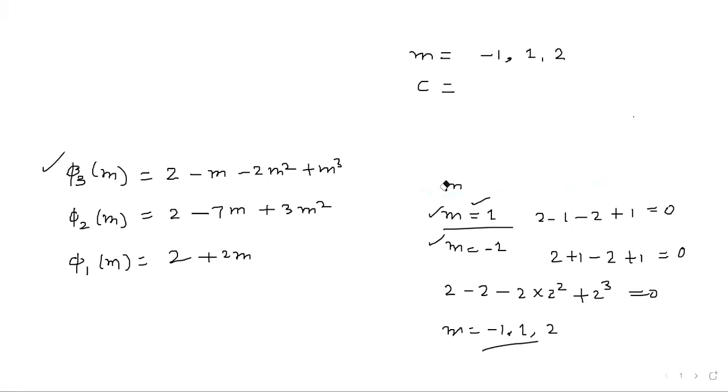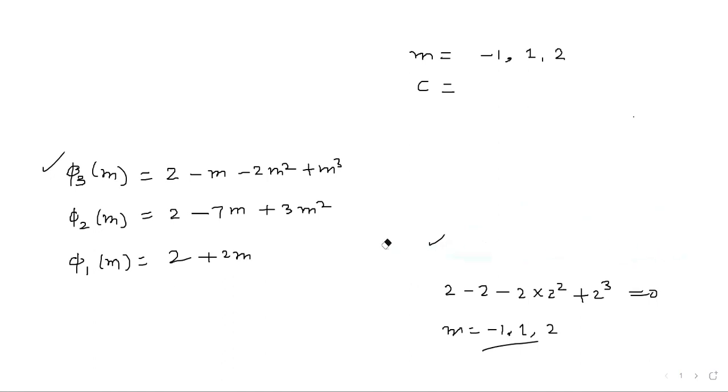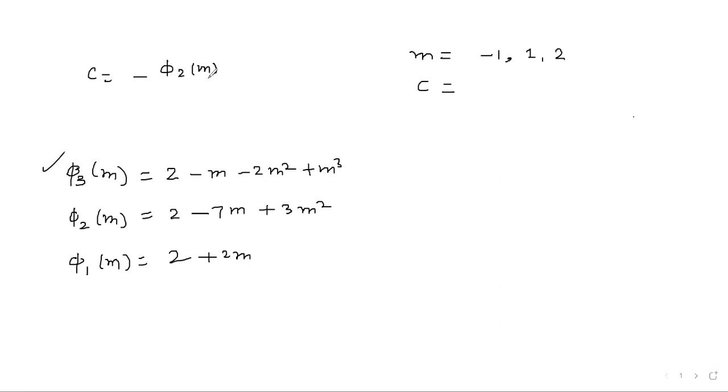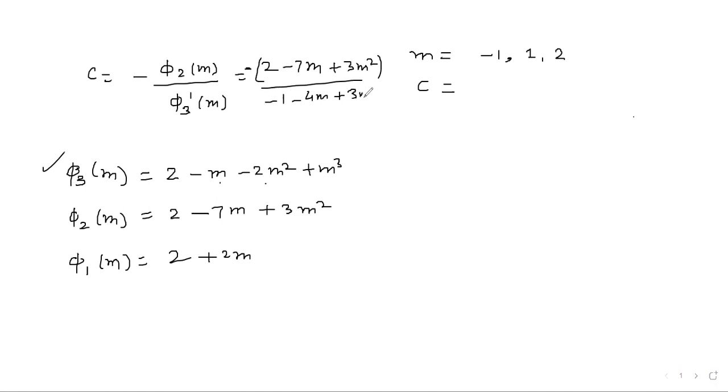Now to get c, let's apply the formula and then evaluate. c is given by minus phi 2 of m divided by phi 3 dash of m. We put the values. Phi 2 of m is this, so minus, with the negative sign outside, 2 minus 7m plus 3m square, divided by phi 3 dash. If we differentiate it, this will give minus 1, this will give minus 4m plus 3m square. This is the value of c.